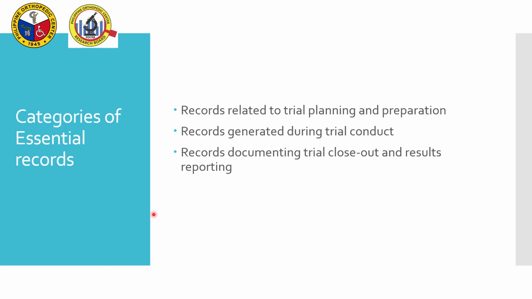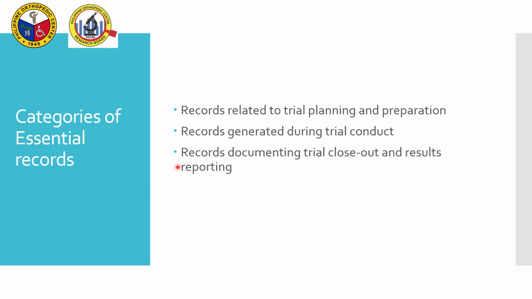Essential records are generally categorized into three distinct phases of a study's life cycle. The first category consists of records related to trial planning and preparation. These are documents created before the clinical phase of the trial formally begins. This includes your investigator's brochure, the signed protocol, and documented approvals for the Institutional Review Board or the IRB or Ethics Committee. Essentially, this proves the trial is ethically sound and ready to start.